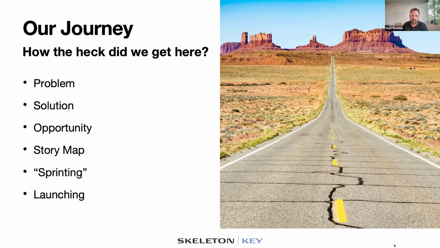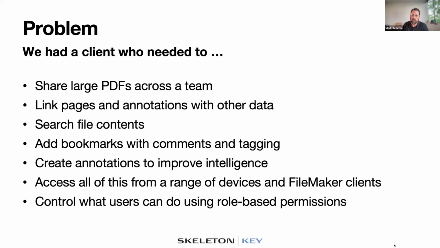So let's give you a little bit of the background and talk about how we turn this from an idea to a problem. This client needed to share PDFs across their team. Of course, there's lots of ways to do that: Dropbox, file servers, FileMaker containers. But they also wanted to link pages and annotations that they were making in those documents. First of all, they wanted to make those annotations, and they were doing those using third-party tools. But then they wanted to link them and group them and categorize them into business intelligence that they could use in the work that they do. And so they wanted to mix that with some of the other data they were creating in their FileMaker solution. They obviously wanted to search the file contents without having to take the files out of the FileMaker solution. They wanted to add bookmarks.